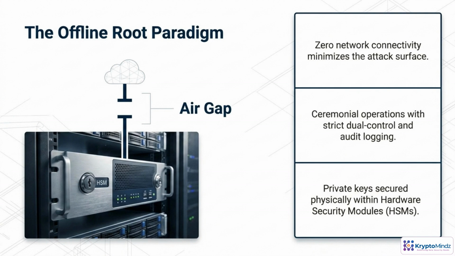The offline root paradigm treats your root CA like a crown jewel that almost never leaves the vault. It has no network connection at all, so remote attackers simply can't reach it. When you do use it, you follow strict scripted key ceremonies with at least 2 people present and full audit logging. The root keys themselves stay inside an HSM, providing strong physical and logical protection against theft or misuse.